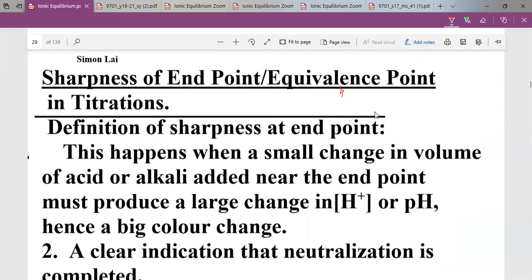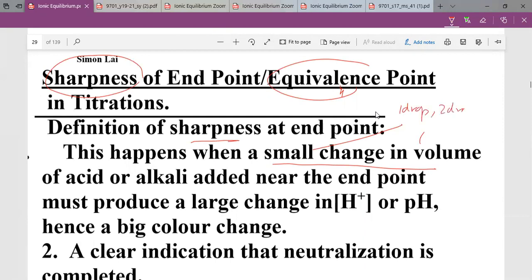So now of course the first thing is called end point or equivalence point. I call it sharpness. How sharp is it? Change color, very definite now. So how do you find the definition of sharpness? This happens when a small change in volume, very important, 1 drop or 2 drops, means a small change, 1 drop or 2 drops or half a drop. Sometimes you can put half a drop.